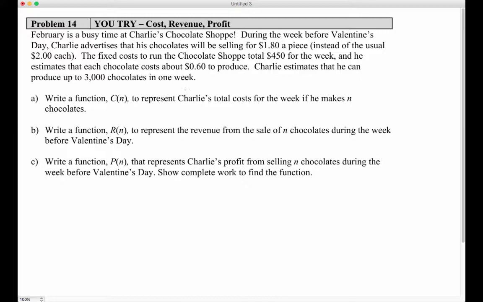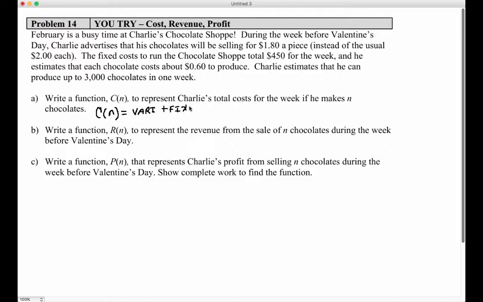Okay, so quick thing about how to determine the functions we're looking for here. We want to know the cost function, the revenue function, and the profit function. The cost function is made up of two things. C of n has two pieces to it: a fixed cost and a variable cost. The variable cost is determined by how many chocolates we make, plus some sort of fixed cost.